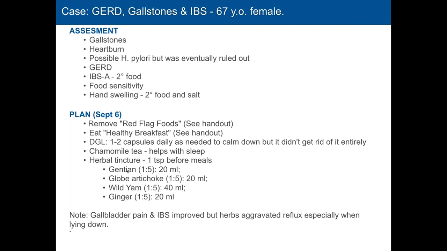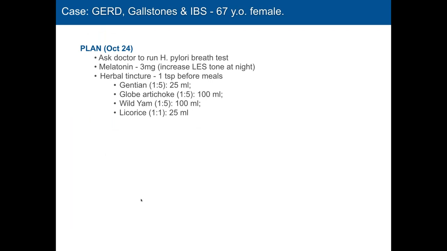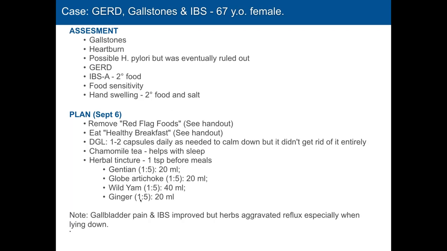Okay. And the reason why is the gentian is a digestive tonic. I was also wanting to reduce the cholesterol, dissolve the gallstones, and I put ginger in there because I wanted to decrease the nausea. And it also has some hepatoprotective effects, and it's a cholagogue. It also works on the liver. It can also help with cramping pain. I thought it would be a good idea, but it wasn't. I'll tell you in a second.